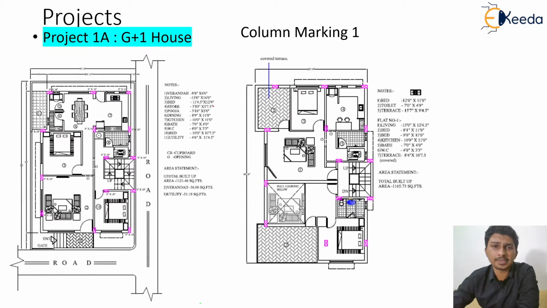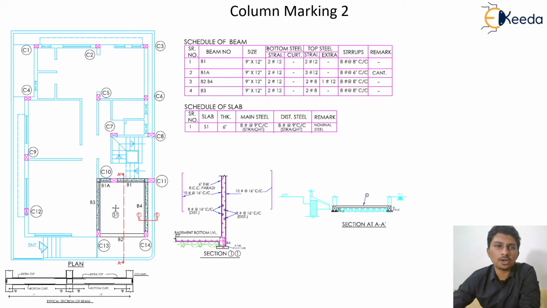The G+1 structure is a G+1 house, and all the details of the house are provided. The first one is the column markings and column positions. On the left there is the ground floor, and on the right there is the first floor. You need to take out all the quantities. First of all, you need to read the plan properly: how many blocks there are, what the various components in each block are, and what the dimensions of every block are. Then what site plan is given, and what the dimensions are for each component inside the house. The next one is the column marking details.